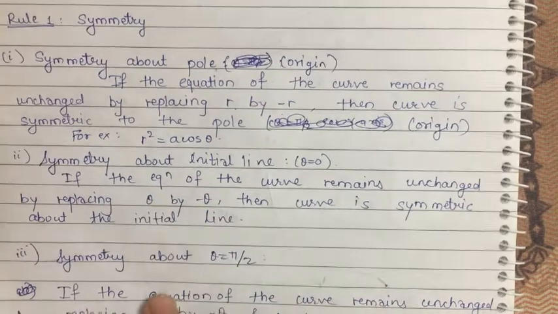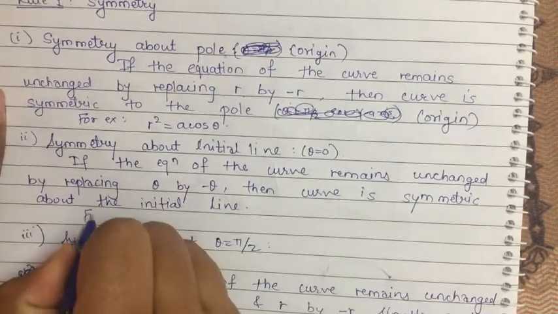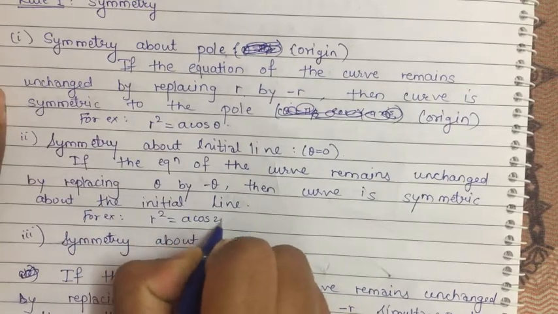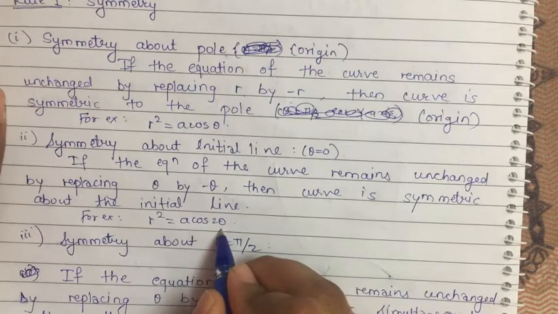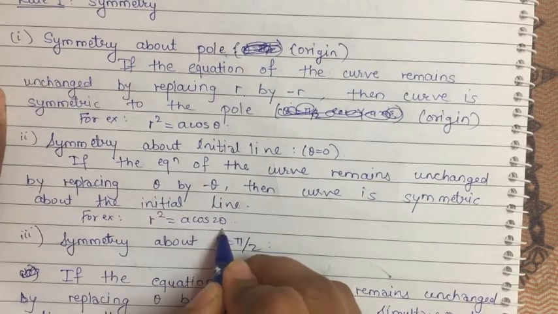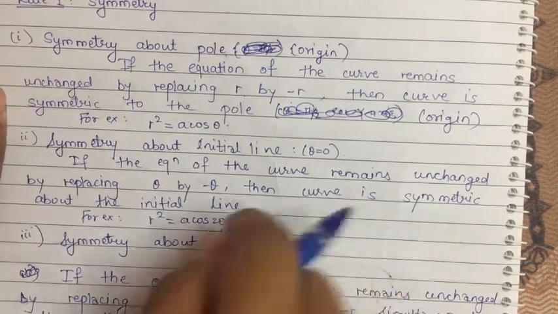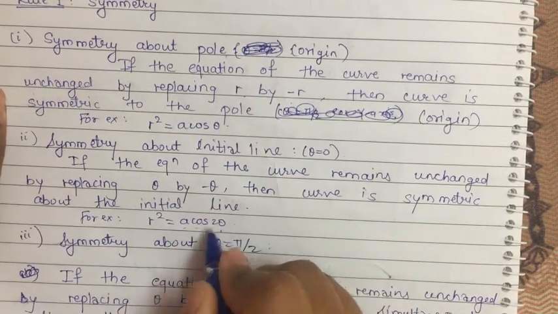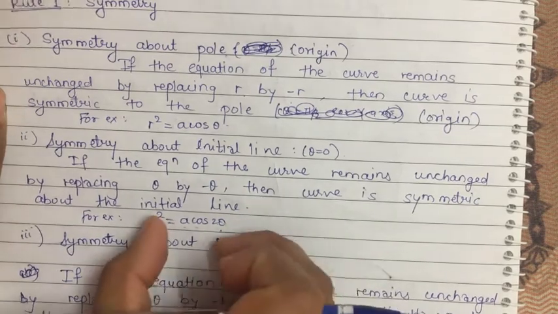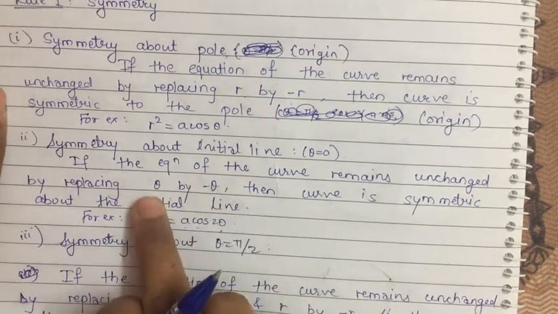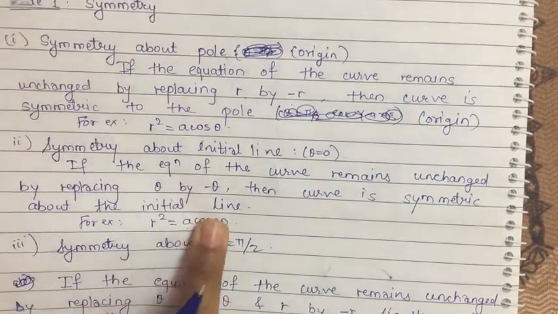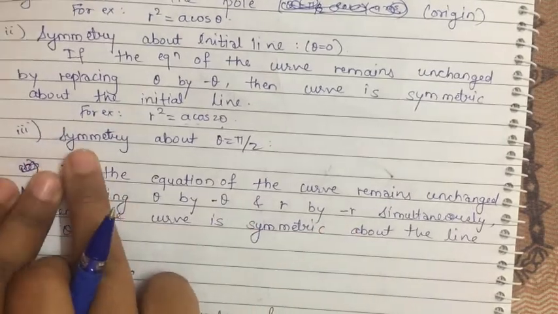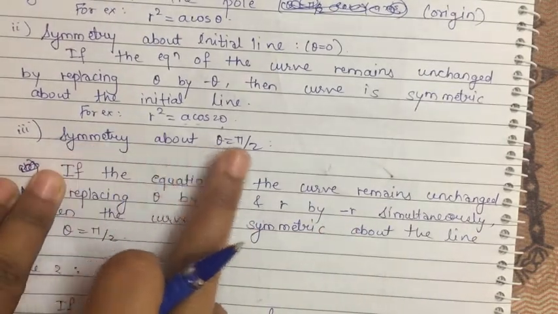Now for symmetry about the initial line, consider the example again: r square equal to a cos 2 theta. If you replace theta by minus theta, then we know that cos of a negative angle is the same as cos of that angle. So cos of minus 2 theta will be cos of 2 theta again. So this equation will remain unchanged if we replace theta by minus theta, then the curve is symmetric about the initial line.